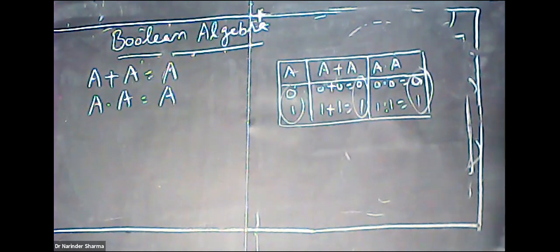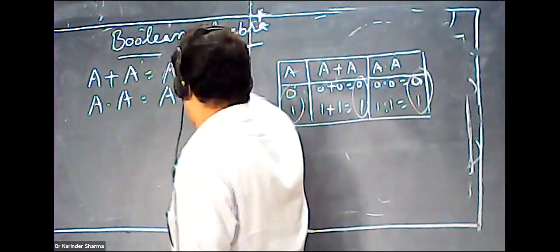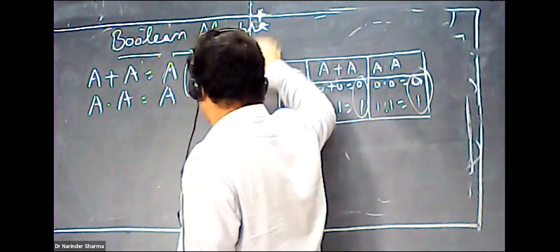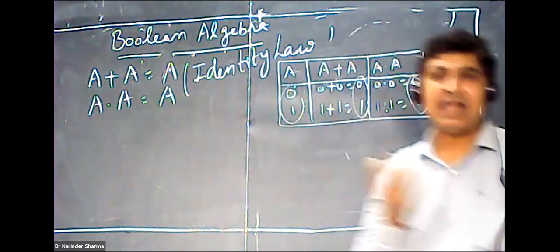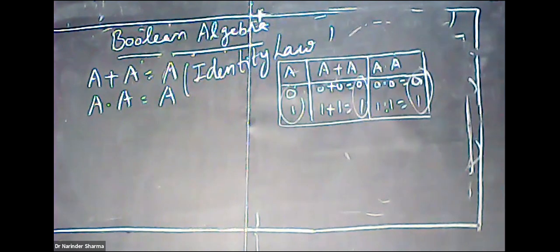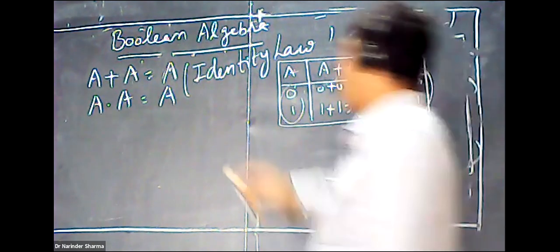Identity law, I repeat. Identity law means A is treated with A. A has to be added or multiplied. There will be no change. Next is absorption law.